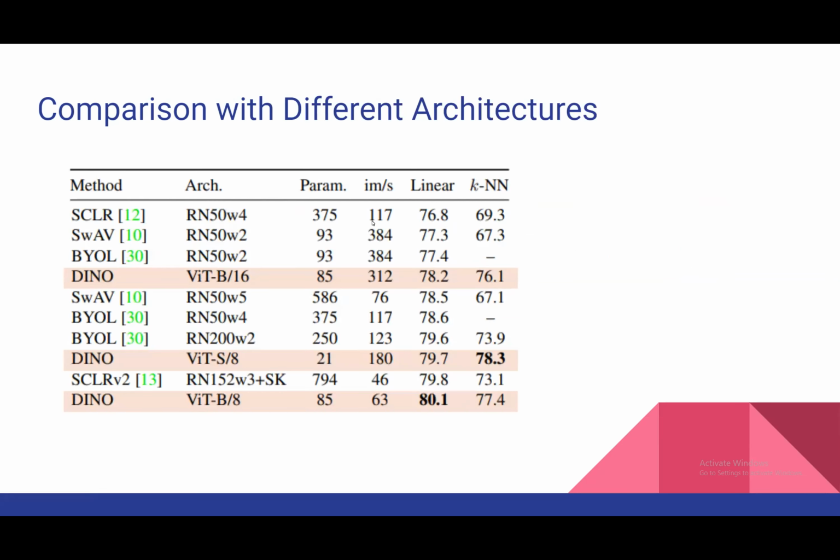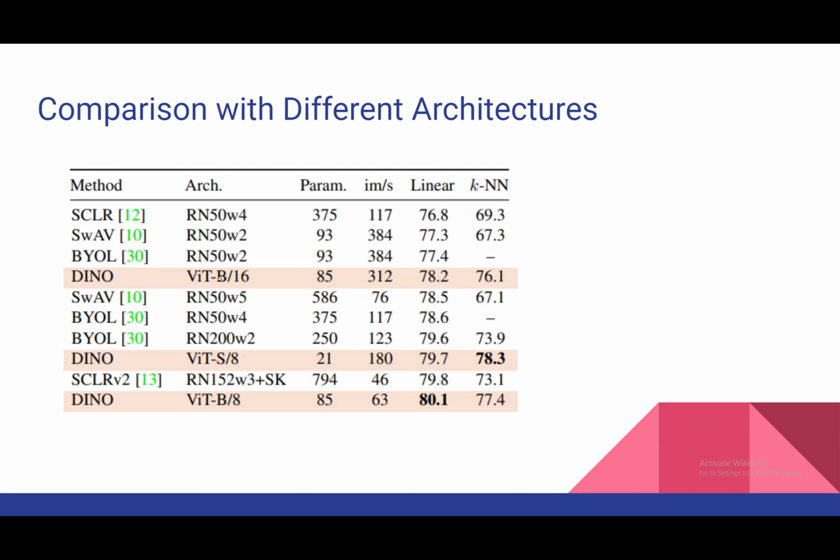Next, and the last thing I'm going to talk about, is comparison with different architectures. These architectures are not directly comparable. You can see they're different sizes and so on. But what they did in this paper is they took the best results for every other method, the best performing result. So what we can see is, except for Dyno, where the architecture is a VIT, for all the others, it was a ResNet.